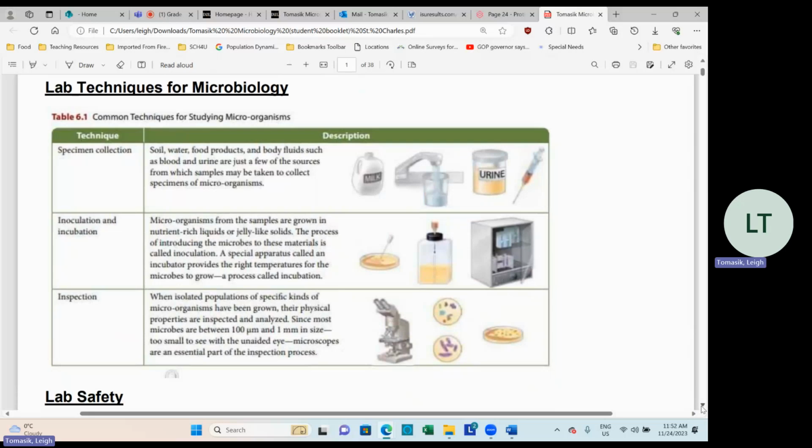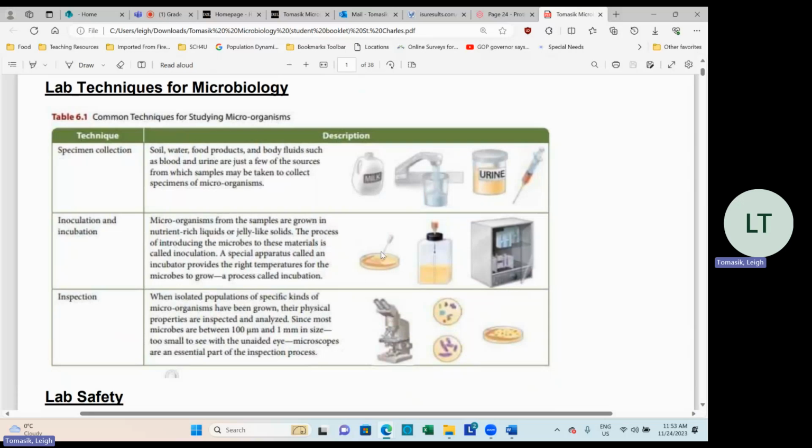So when isolated populations of specific kinds of microorganisms have been grown, their physical properties are inspected and analyzed. Since most microbes are between 100 micrometers and 1 millimeter in size, they're too small to see with the unaided eye, so we use microscopes to inspect each individual microorganism up close. We can also use plates.